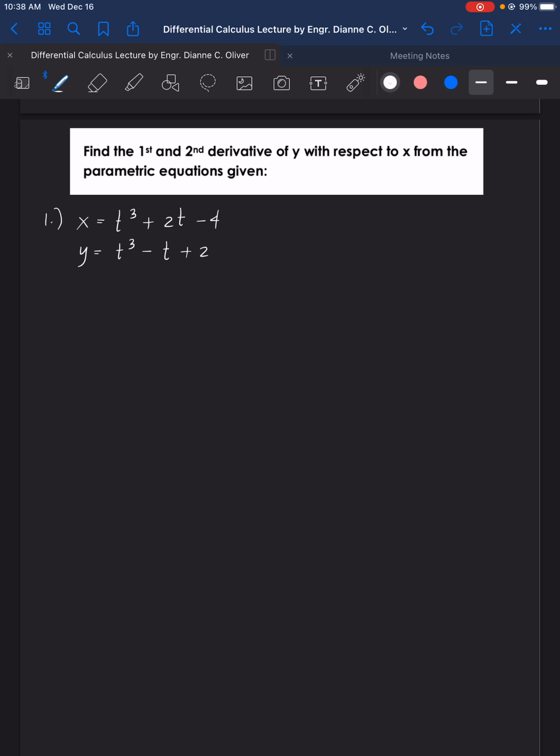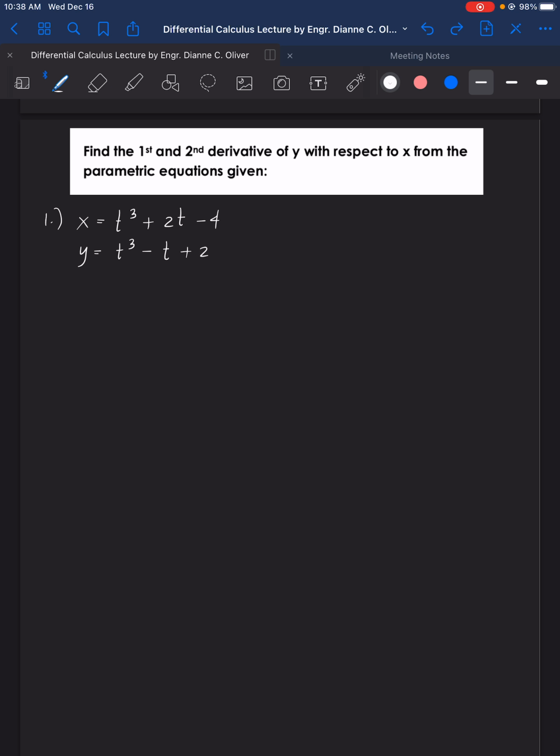So here, for number 1, we have x is equal to t raised to 3 plus 2t minus 4, and y is equal to t raised to 3 minus t plus 2. So here the target is to find the dy over dx. So it says there, derivative of y with respect to x. So we're looking for the dy over dx and the second derivative of it.